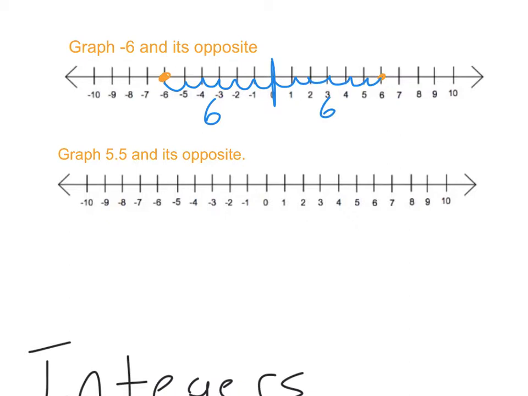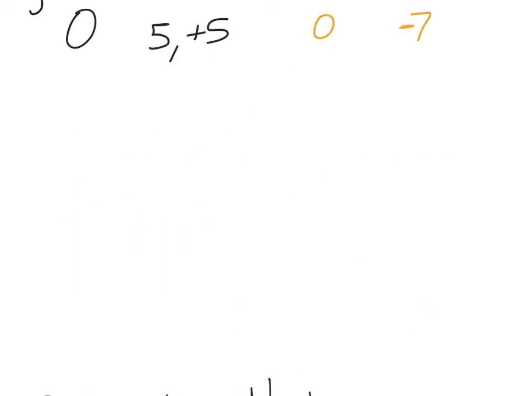How about 5.5 and its opposite? Well, let's see. That's 5.5. So right in between 5 and 6 is 5.5. And what's its opposite? It's going to be negative 5.5. Make sure you go between negative 5 and negative 6, though, okay? Right there.